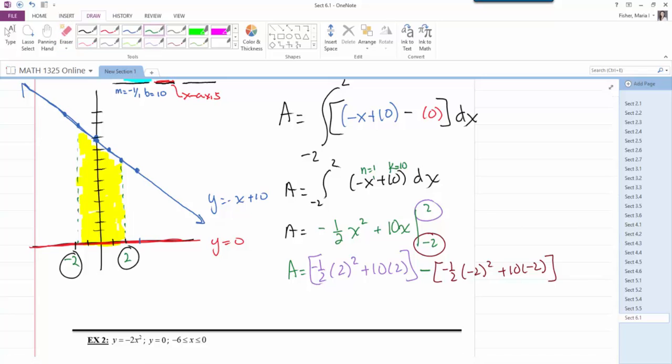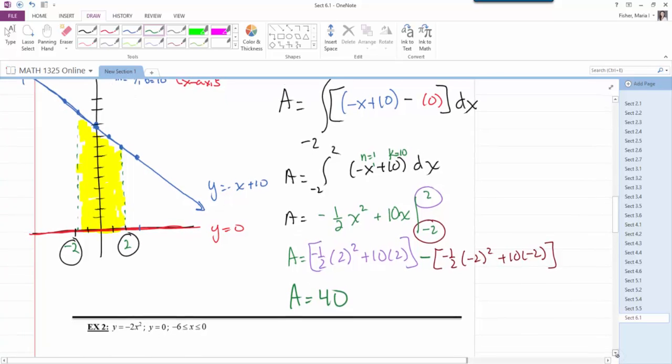So the area that's bounded by the graphs of y equals negative x plus 10, y equals 0, between negative 2 and 2 is equal to 40. Let's do the same thing for number 2.